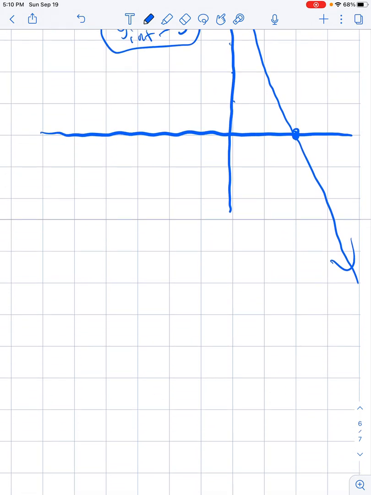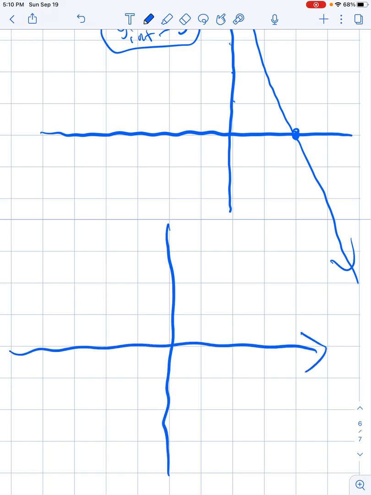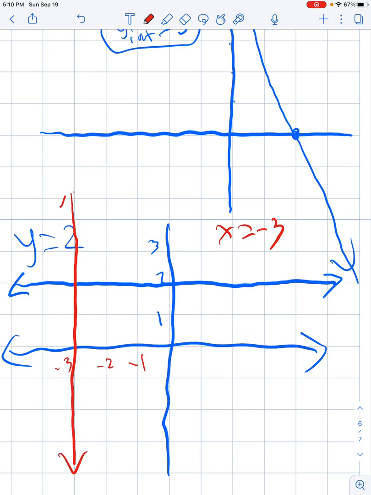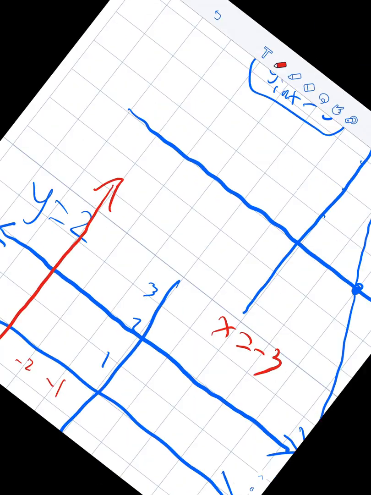And just a reminder about graphing horizontal and vertical lines. Say you get a problem that says graph y equals 2. Y equals 2 is a horizontal line, because anywhere on this line, y is going to equal 2. Same thing if you want x equal to -3: it's going to be a vertical line, because anywhere on this line, my x is going to equal -3.